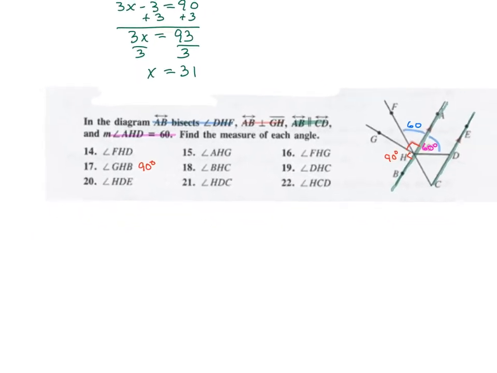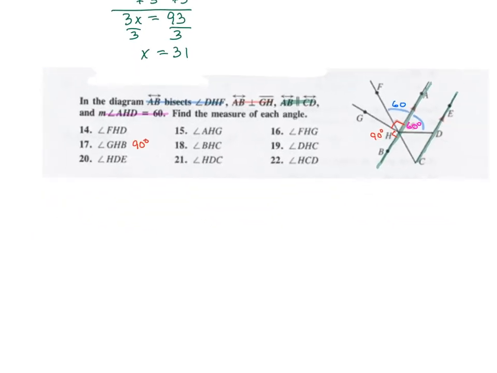The reason why I wanted to make this video is there was just way too much going on here. So the first thing I did was label all of the given. So in blue, I have AB bisecting angle DHF. So right here was angle DHF. And if it was bisected, and I already was given that AHD was 60, then I knew that this angle over here was also 60, so I put that in there because those angles were bisected.